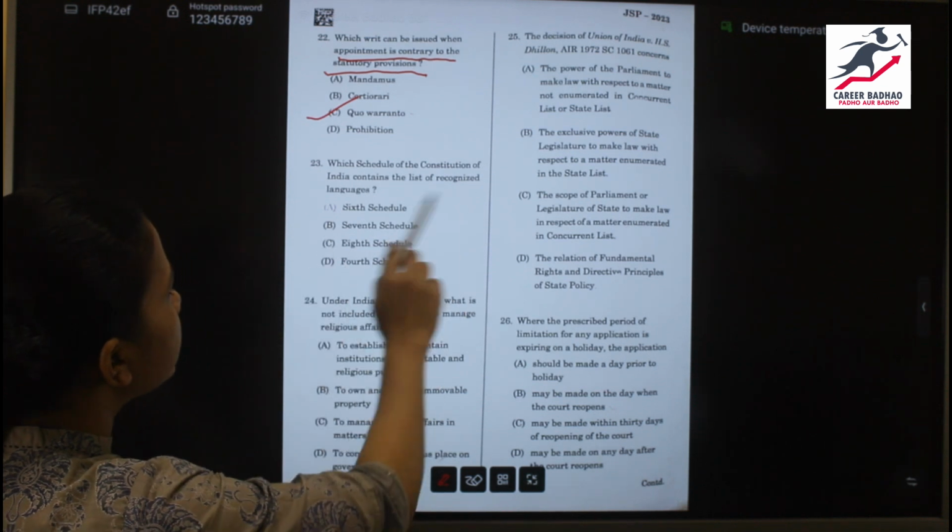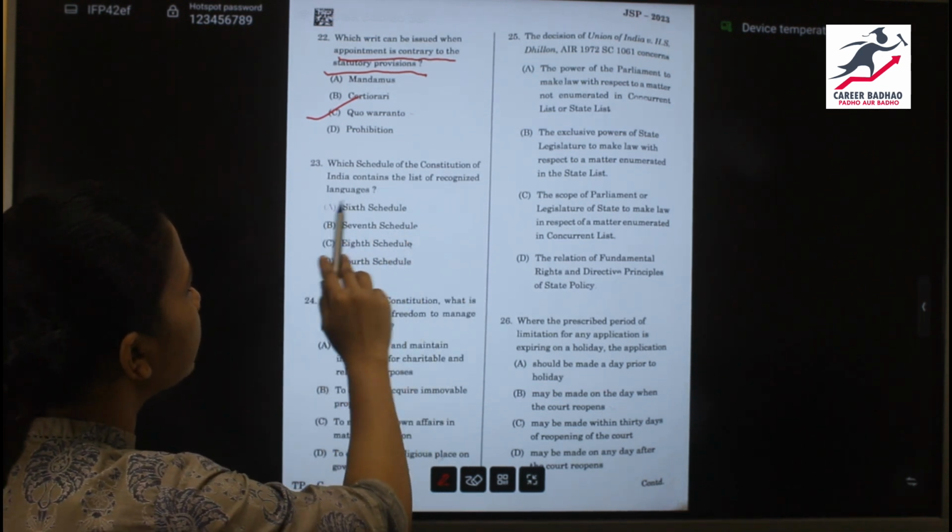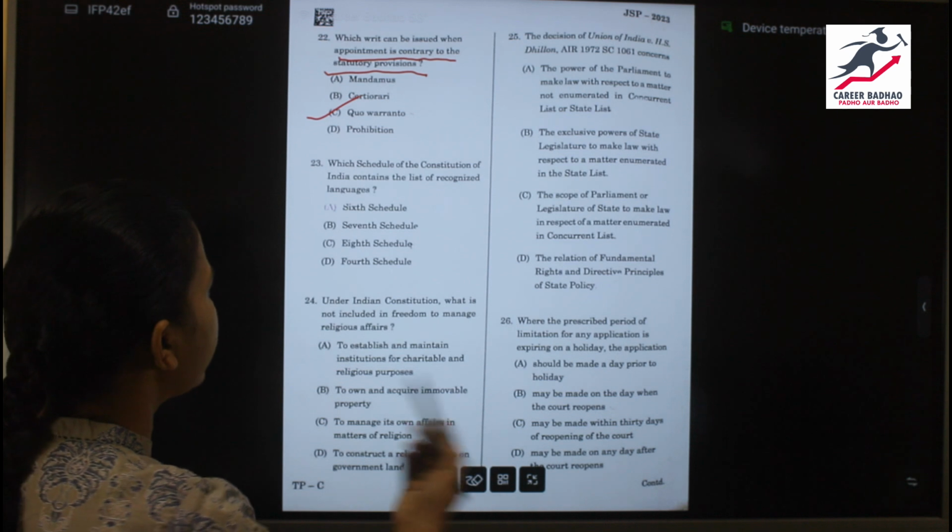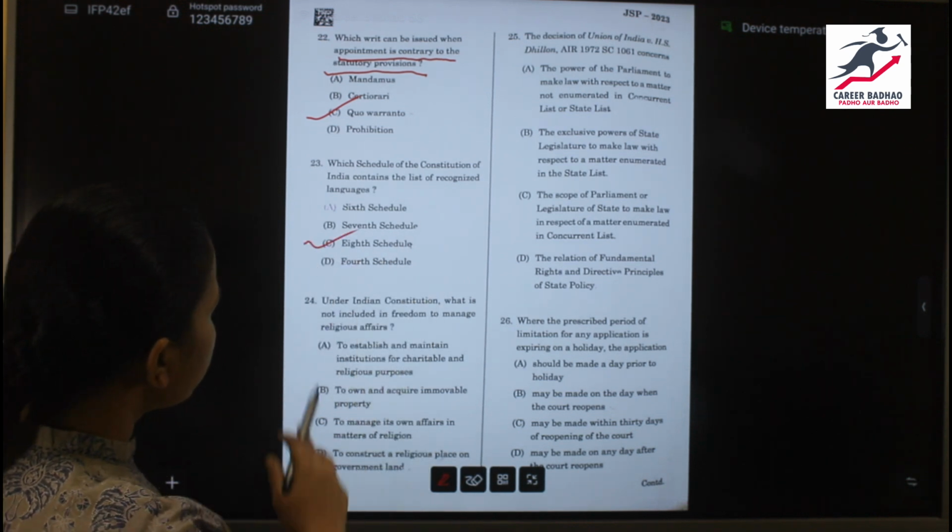Which schedule of the Constitution of India contains a list of recognized languages? This is also a direct question. The correct answer is the 8th schedule. Let's move to question number 24.